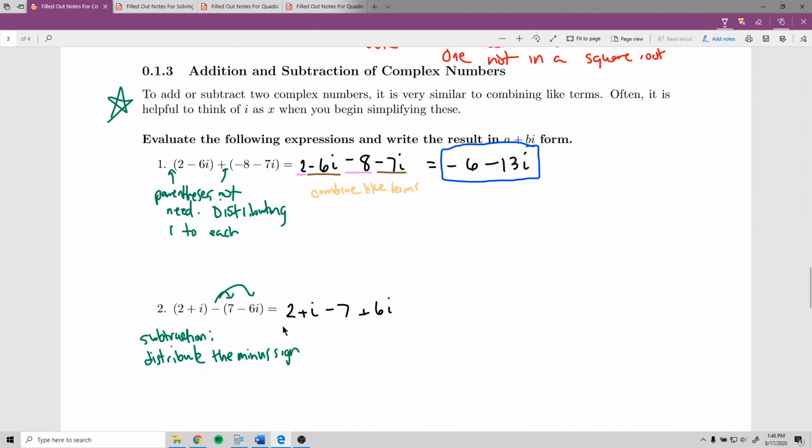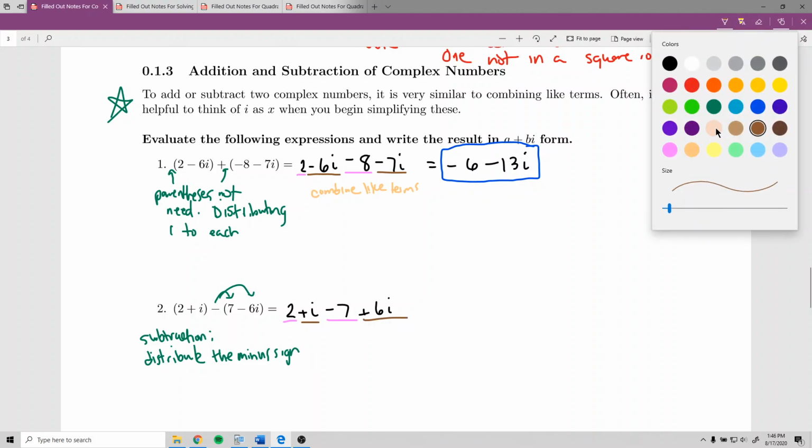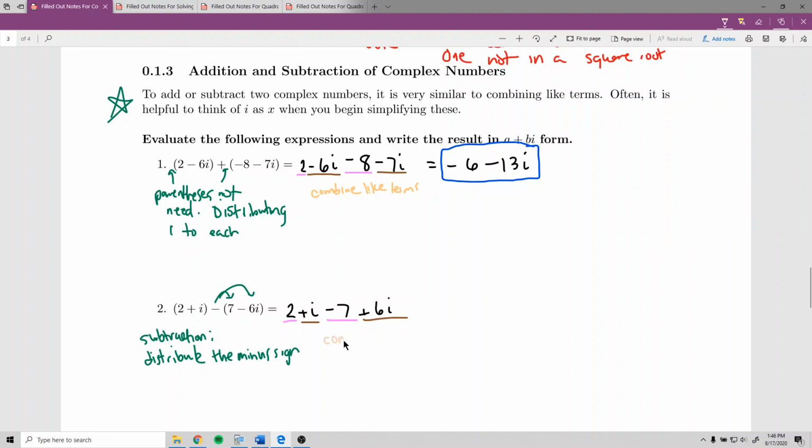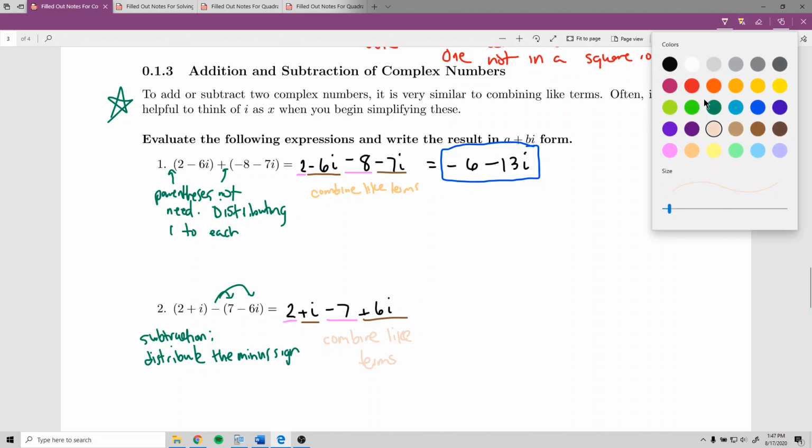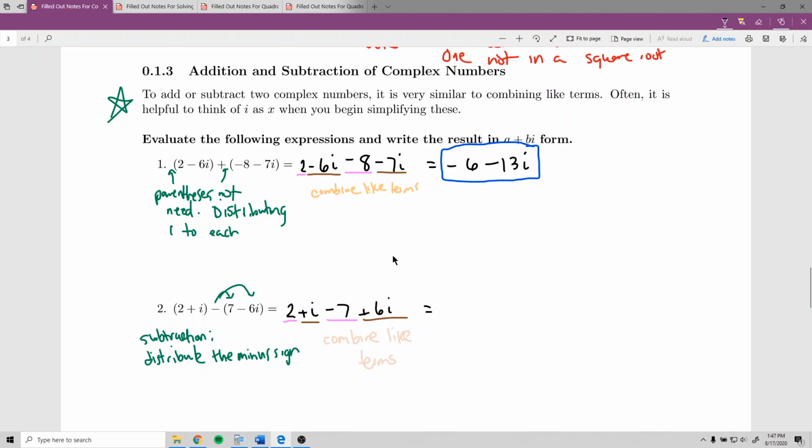And same deal, combine your like terms. I'll just underline them again to emphasize what we're doing. We're combining our like terms. For the things without i, we got 2 minus 7 is negative 5. And the things with i, we got i plus 6i is 7i.